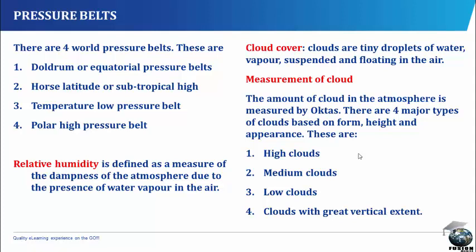4. Clouds of great vertical extent. There are two subtypes of this, and the height varies from 6,000 to 9,000 meters. It is subdivided into cumulus. Cumulus is a vertical cloud with rounded top and horizontal base, typical of humid and cool dry season.